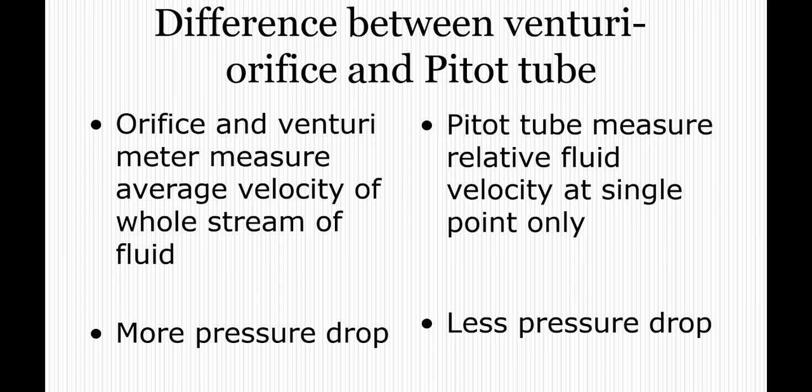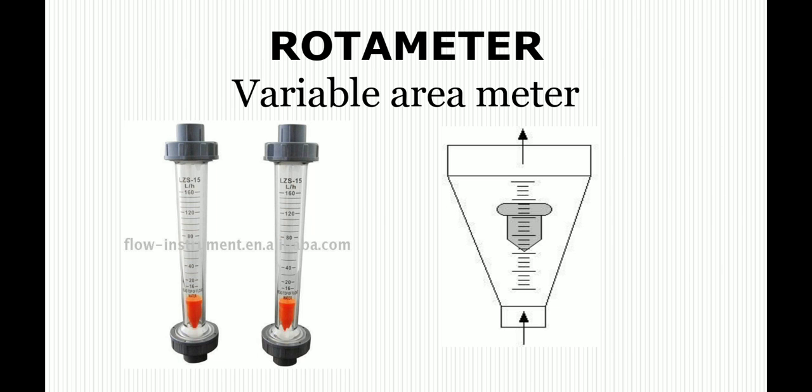So what is the difference between the Venturi, Orifice and Pitot tube? Orifice and Venturi meters measure the average velocity of the whole stream of the fluid, but Pitot tube measures the relative fluid velocity at a single point only. More pressure drop we will get in Orifice and Venturi, and in Pitot tube we will get less pressure drop.